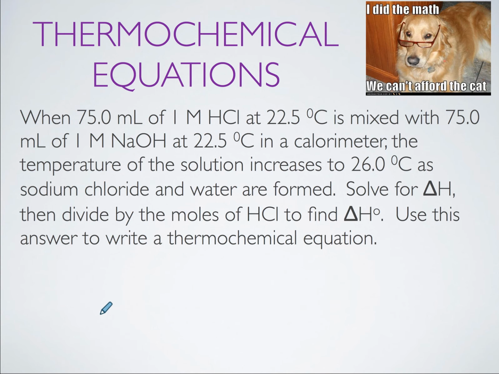In this example, we're going to make our own thermochemical equation based on what's here. What I would typically start with is just figuring out what the balanced equation is first, and then we can do the thermochemistry after that. So it's that we have hydrochloric acid and sodium hydroxide, and we're adding these two things together and they're going to react. So that's HCl plus NaOH.